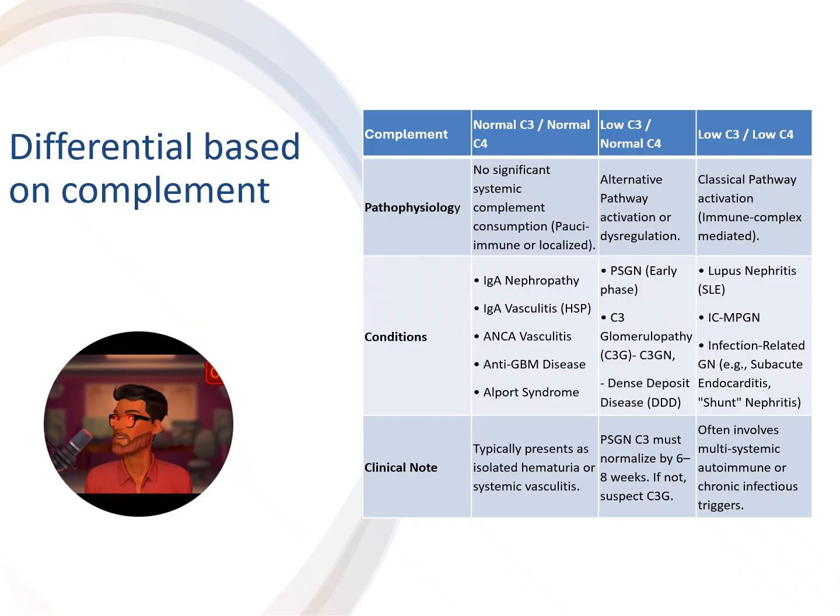Differential diagnosis based on complement. So you can see where the C3 and C4 are both normal. So something like, say, pauci-immune vasculitis, like ANCA vasculitis, IgA nephropathy, IgA vasculitis, anti-GBM disease, Alport syndrome, etc. With a low C3 and normal C4, you think post-strep glomerulonephritis, C3GN, which we'll talk about, as well as dense deposit disease. And where the classical pathway is activated, as we talked about earlier, lupus nephritis and immune complexes, PSGN may be possible.